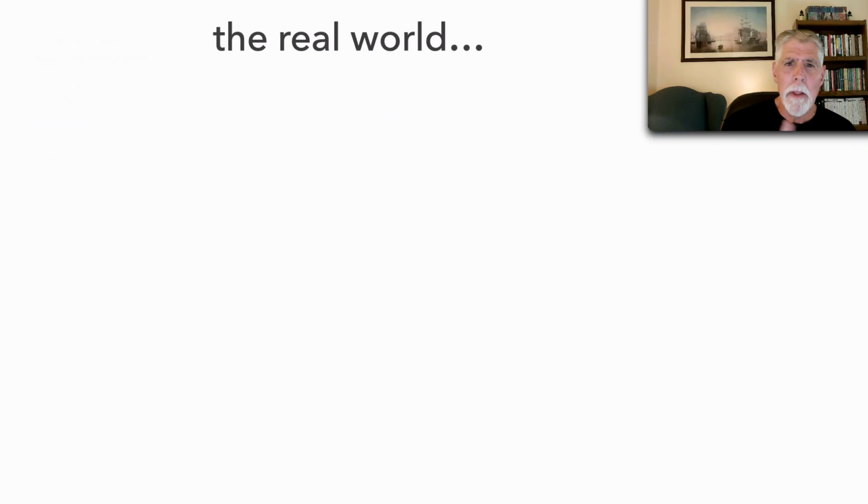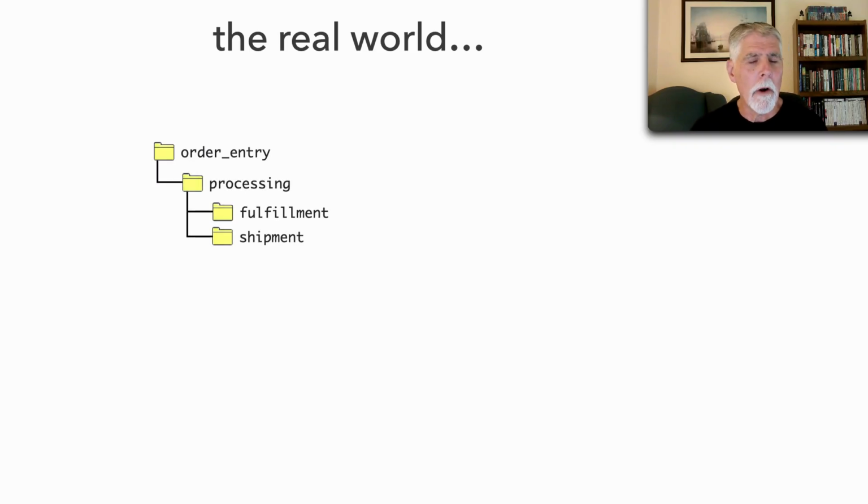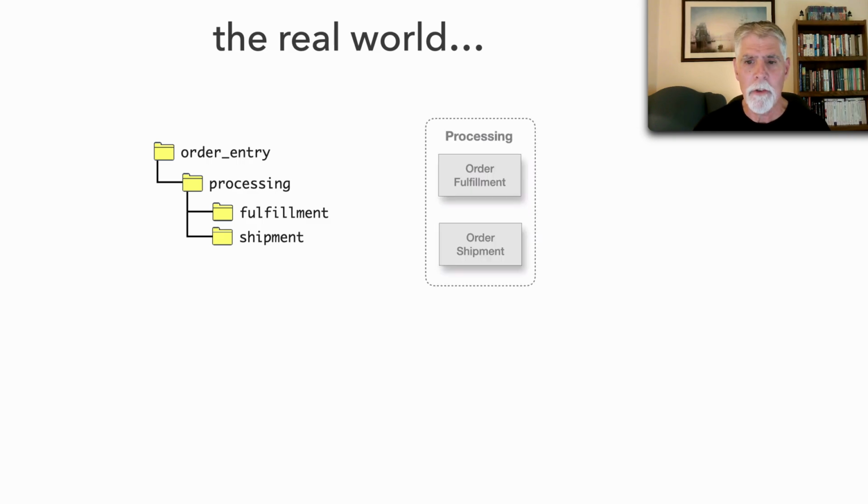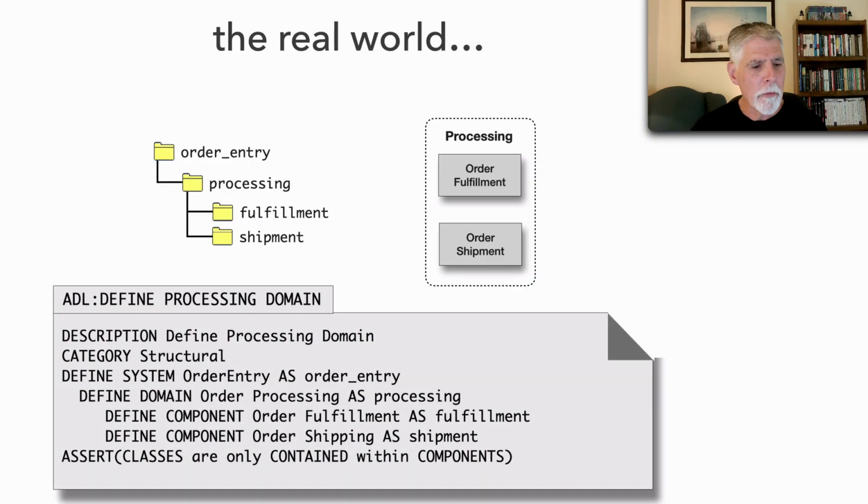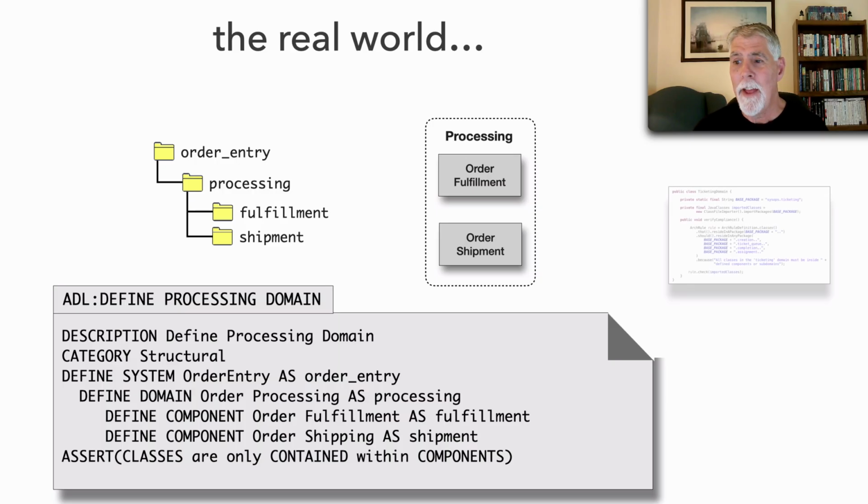Well, this is interesting, but let's talk about the real world, because I want to show you a really good use and leverage of ADL. So in the real world, here we have our order entry. Notice the processing domain with two components. Here's our corresponding architecture diagram that shows processing with those two components. We have our corresponding ADL, which defines those, and executable source code to make sure all these are in alignment.